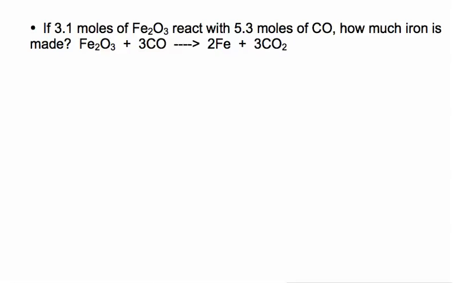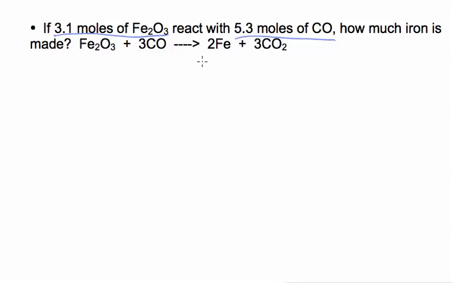This problem is a limiting reactant problem because it gives you moles of two reactants and asks how much product is made. Also, it has two numbers and it doesn't say percent yield anywhere. So we have 3.91 moles of Fe2O3 and 5.3 moles of CO.